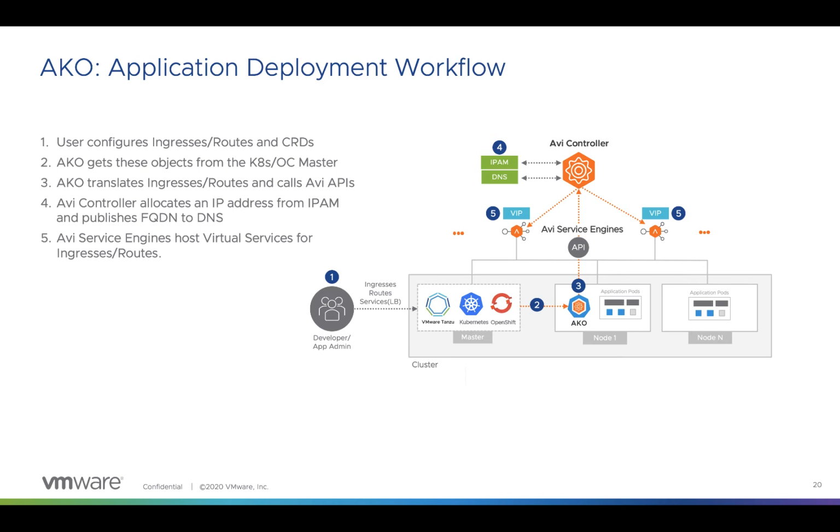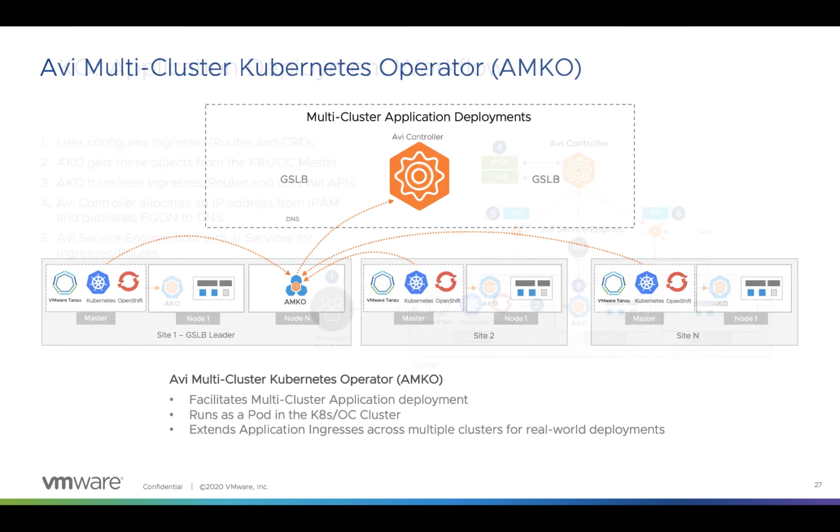Now that we have seen how the local load balancing works, let's move on to global load balancing and multi-cluster load balancing. Like we discussed earlier, the operator for this is called Avi Multi-Cluster Kubernetes Operator, or AMKO. AMKO is a pod deployed on the GSLB leader cluster, but it syncs the applications across multiple Kubernetes clusters, and it creates GSLB services on Avi controller.